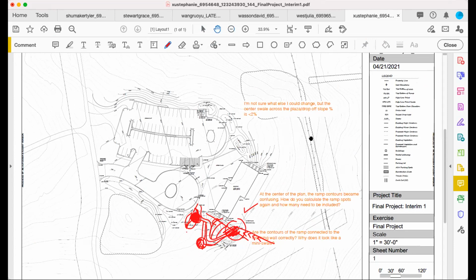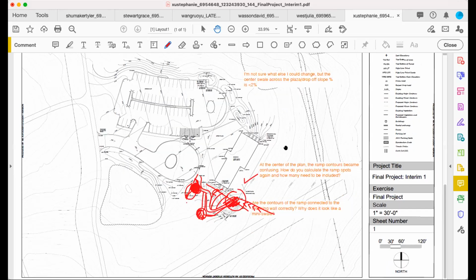Oh, the center swale across the plaza drop-off, the slope is less than 2%, which is totally fine because you have a slope of 2%. Okay. Anything else that you would like a review about?